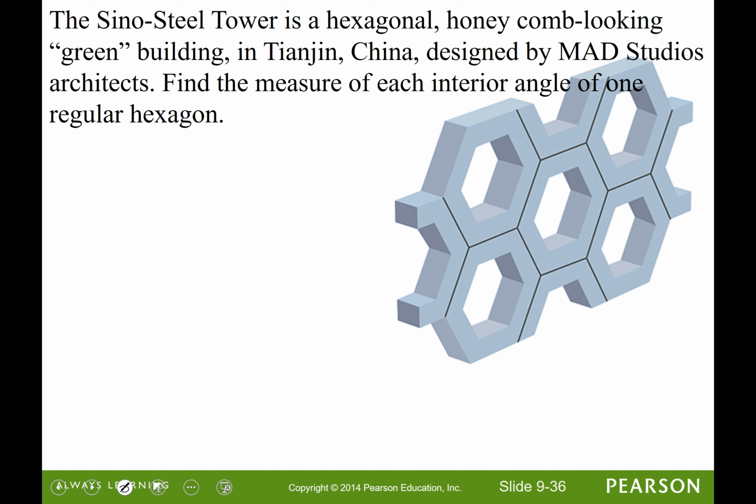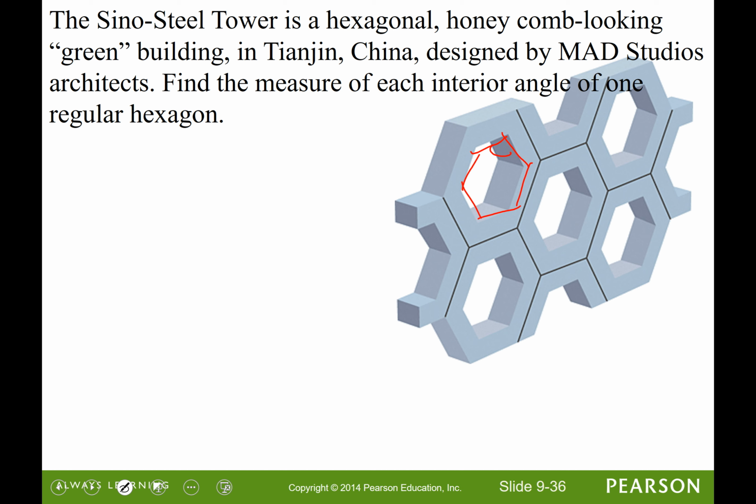All right, the Sino Steel Tower is a hexagonal, honeycomb-looking green building in Tianjin, China. It was designed by MAD Studios architects, and we are asked to find the measure of each interior angle of one of the hexagons. Okay, so we have a regular hexagon right here, and we're asked to find the measure of one interior angle, like that there.